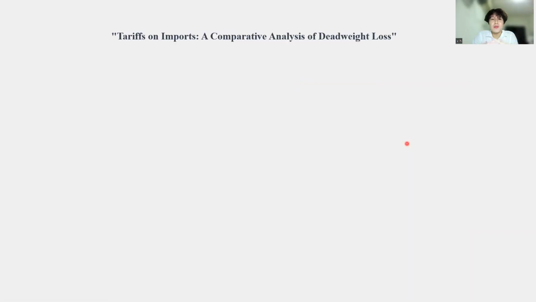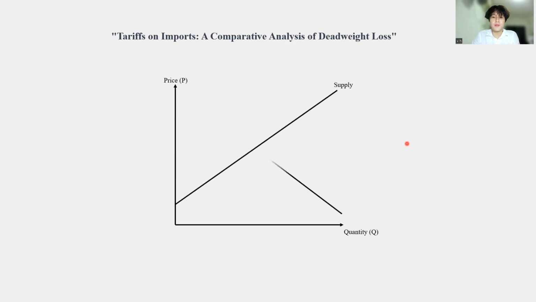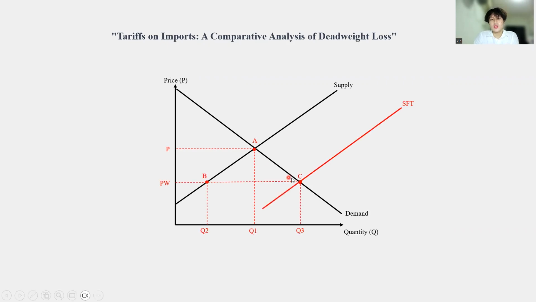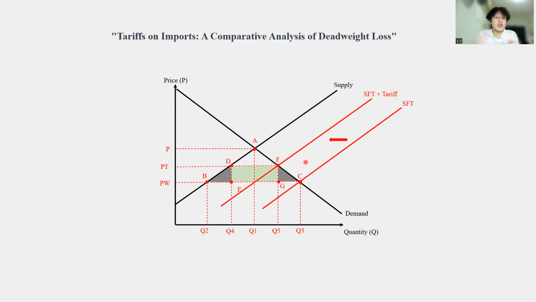Next, I'll be talking about the tariff on imports. For the tariff on imports, we can also start with a standard supply and demand diagram. Now, a tariff is a tax that is imposed on imported goods by import price, and it shifts the supply curve upward by the amount of the tariff. For example, if the government imposes a tariff, which causes a higher price for imported goods, consumer surplus will decrease because consumers now pay more for the same quantity of imports. So they will lose some welfare.